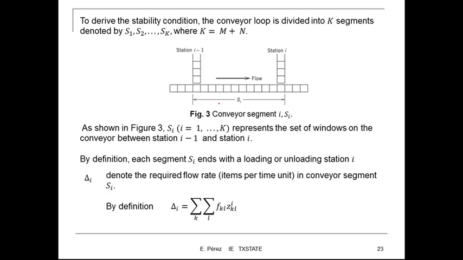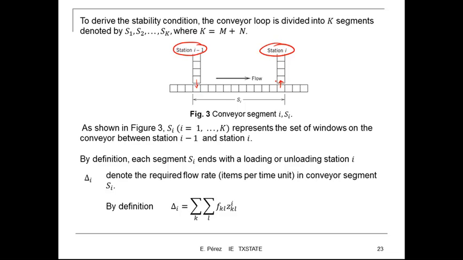Okay, so as shown in the figure, Si represents the set of windows on the conveyor between station i minus 1 and station i. So here we have our first station and our second station, and we're going to have a conveyor moving items from here up to here. By definition, each segment Si ends with a loading or unloading station i.